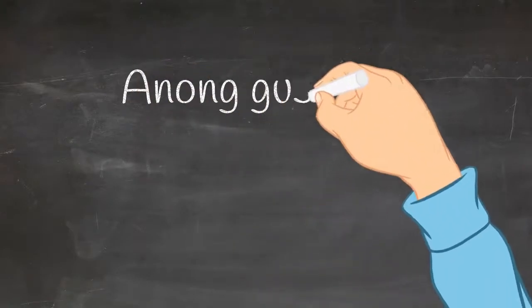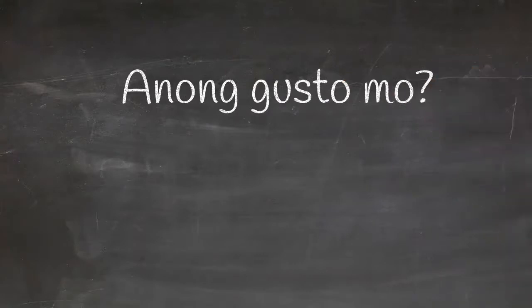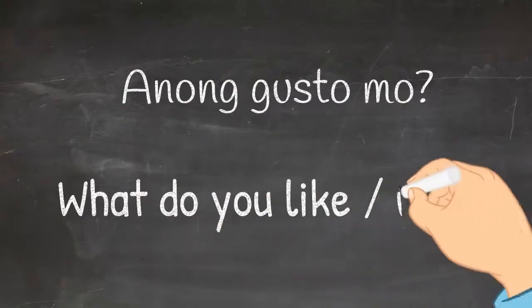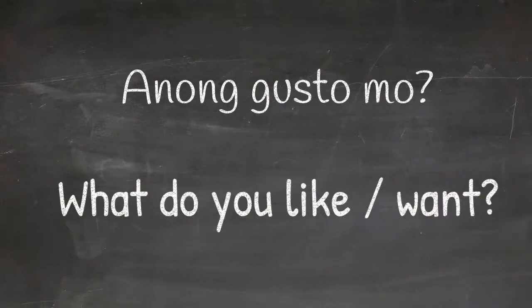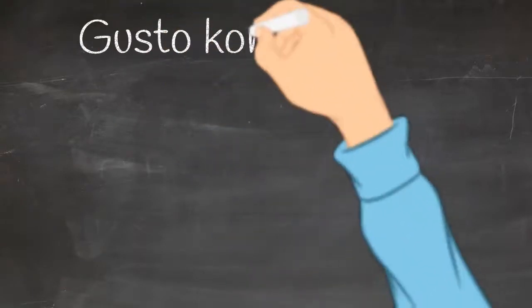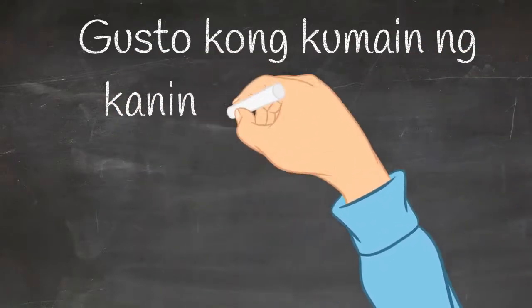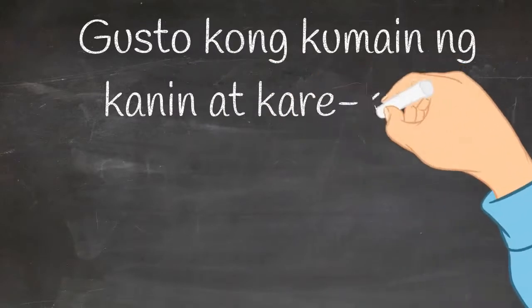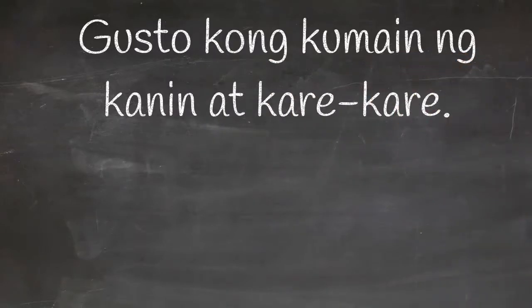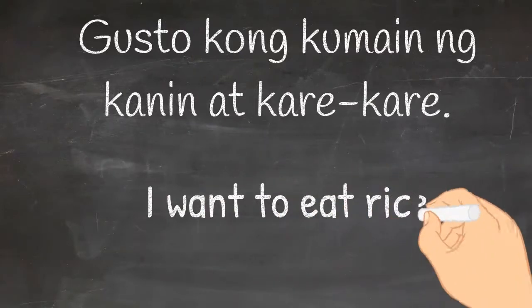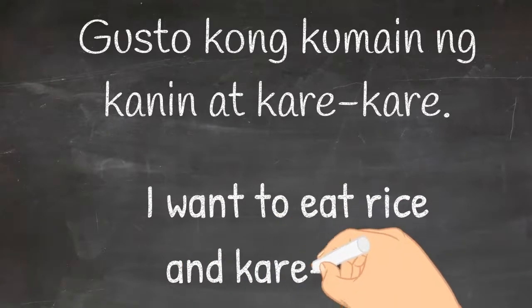Another ano question is anong gusto mo? So it means what do you like or what do you want? So you can answer this by saying gusto ko, or gusto kong kumain ng kanin at kare-kare. In English, it means I want to eat rice and kare-kare.